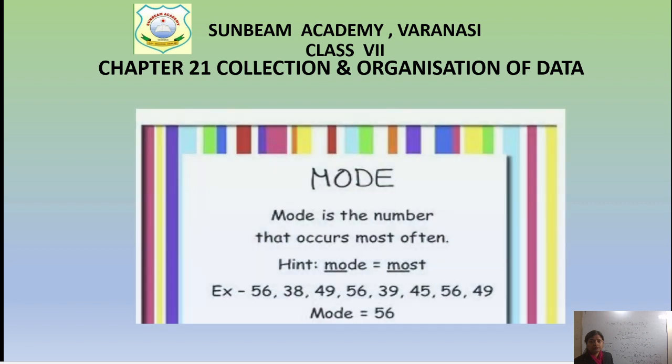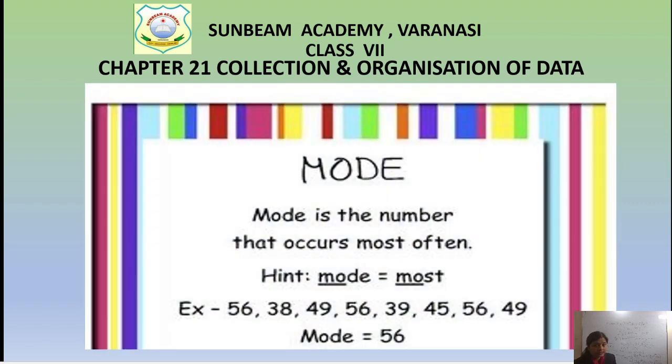What is mode? See, mode is the number that occurs most often. Okay, like in this, which occurs most? See, 56 and 56. Total 3 times 56 occurs. Maximum number of times it occurs. That's why it is the mode.